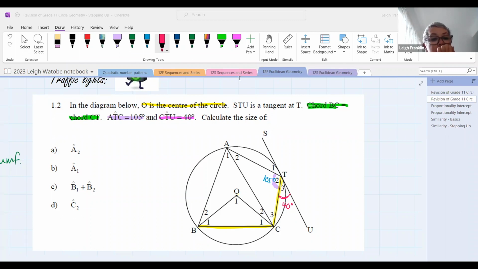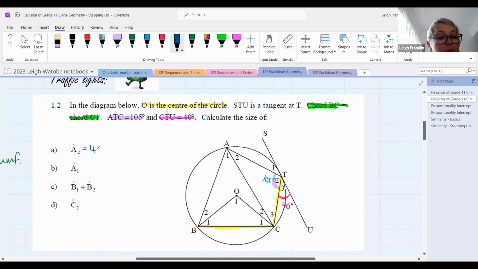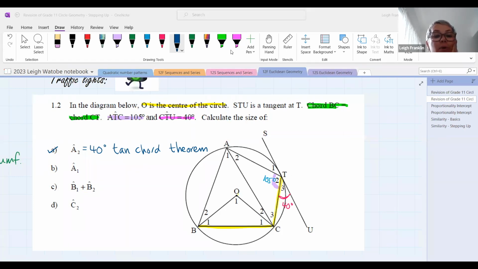Very nice. Lovely. Good, everybody. That's great. 100%. So A2 is equal to 40. Quite right, because of tan chord theorem. Lovely. Well done. So that one is done. Now we're going to do the next one. I see somebody's got their hand up. Good, well done. Prosper, Colin, everybody, that's great.